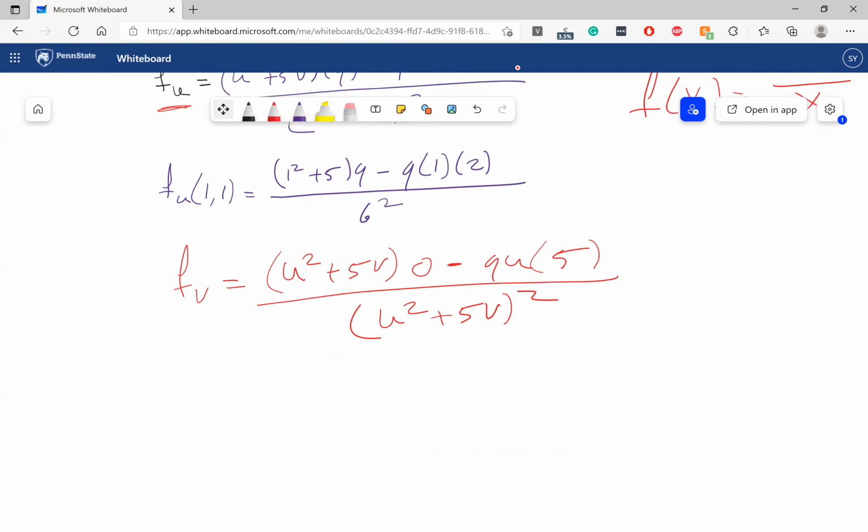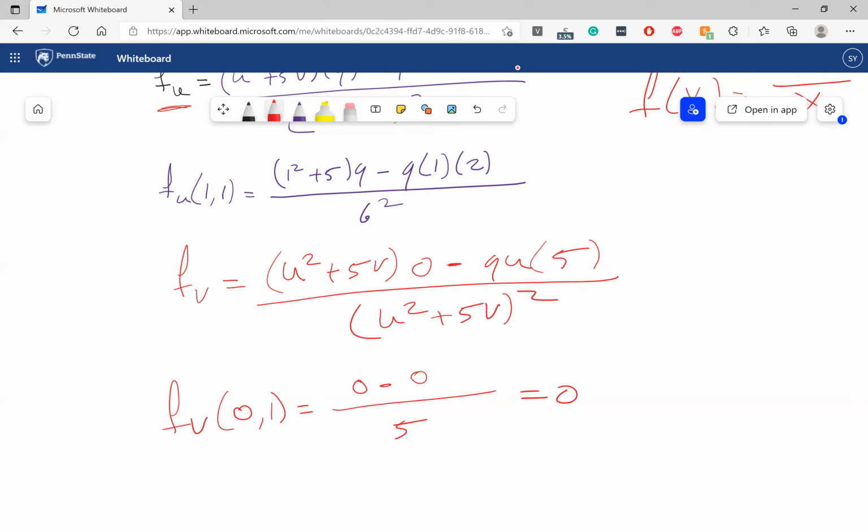So now again, we can say, okay, what is f of v at the point, let's say 0, 1? So that's going to be 0 minus 0 over some number, 5, which is equal to 0. So the answer will be 0.